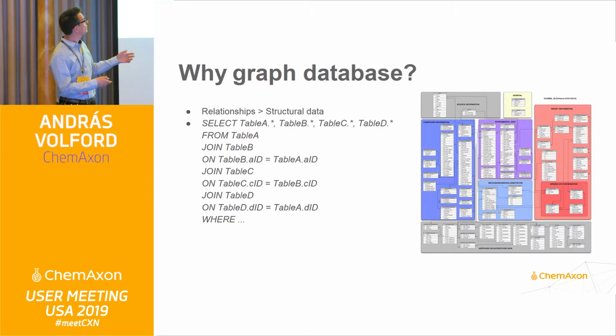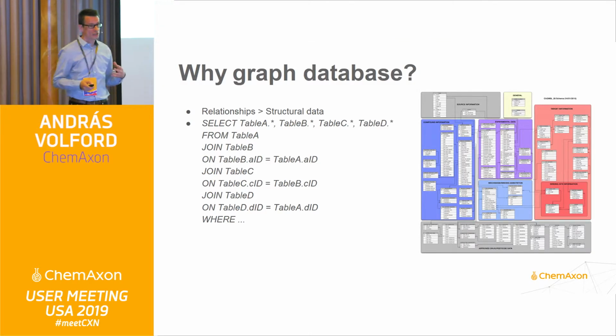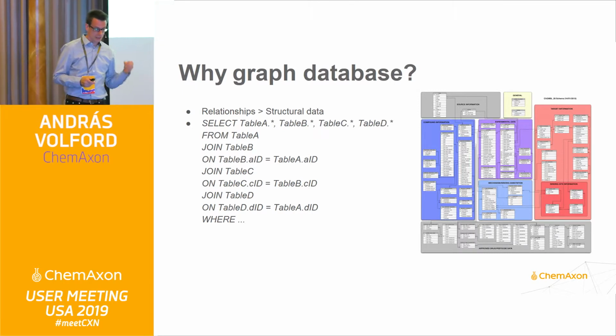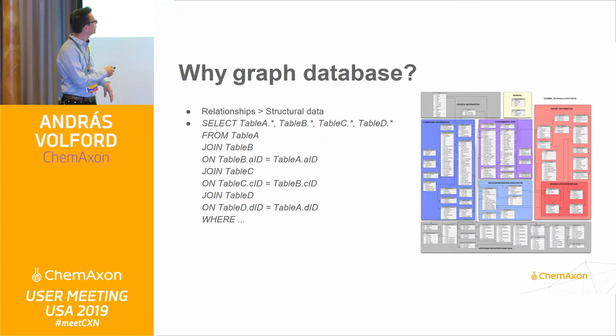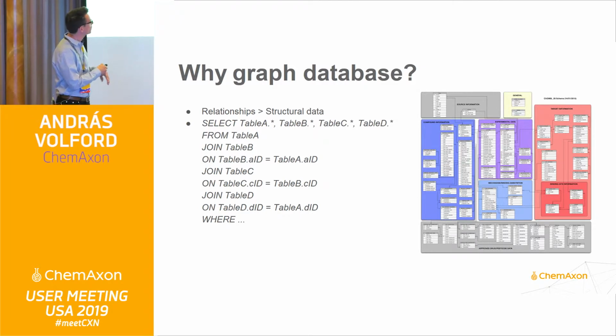Why graph databases? Because we are focusing on the relationships and not the nodes themselves. So if you have a very complex database, what you have here is the ChEMBL database with many tables.